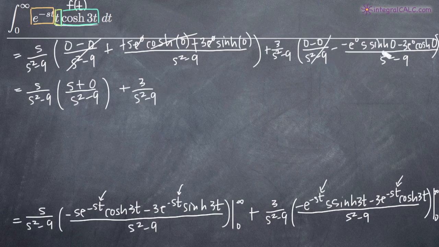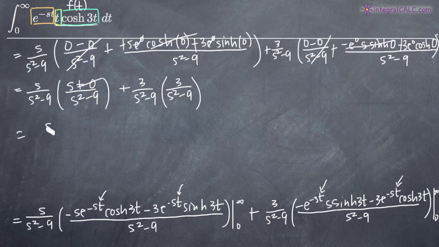This term's going to go away. Again, hyperbolic sine of 0 is 0. So that whole term will go away. These two will turn into a positive. So we'll be a positive. Cosh of 0 is 1 and e to the 0 is 1. So we're just left with 3 over s squared minus 9. And we can cross that out. We're going to get s over s squared plus s squared minus 9 there.